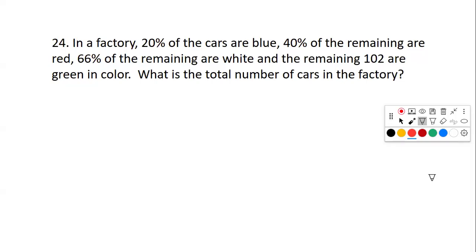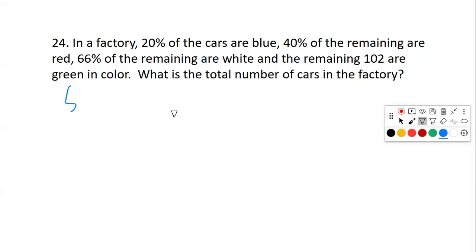So 20% of the cars are blue. If you assume 100, 20% of the cars are blue, the remaining is 80. Out of 80, 40% of the remaining are red. Again, you have to subtract and calculate the remaining, and one more remaining. So wherever you have remaining, there is a shortcut for this question. Normally, if you do it directly, more steps are required.